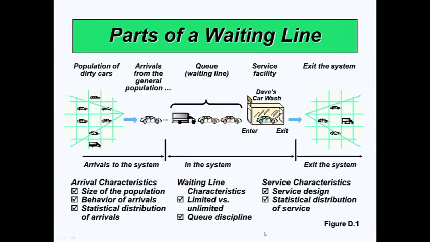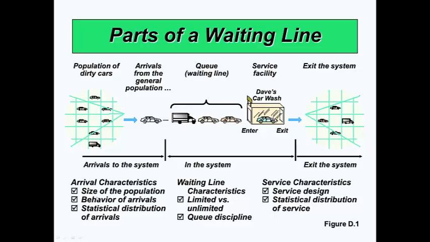This is a simple example from the book. This is Dave's Car Wash. It's a single server service, meaning there is only one car wash here. There are a lot of dirty cars in the population after a snowstorm, and it's a bright sunny day during winter. Many car owners want to get their car washed. They arrive, they wait in a line, and then once the service is completed, they leave.